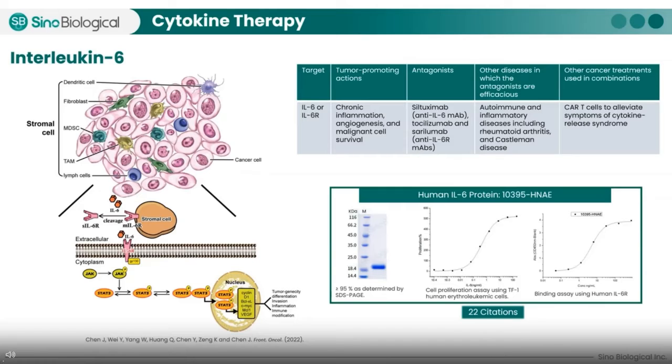At Sino Biological, we offer an optimized, untagged, and highly cited recombinant human IL-6 protein. We also offer this protein for various species and with different tags.